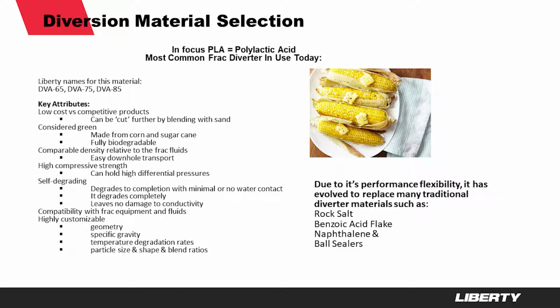Generally speaking, the reasons for this are its key attributes. Currently, it's relatively low cost versus its competitive products and can even be cut with sand in larger volume applications. It's considered green or renewable, and it comes from plants such as corn and sugar, and it's fully biodegradable. It has a low density relative to the fluids it's being pumped in, which makes it easy to transport. It has high compressive strength, enabling it to withstand higher differential pressures relative to some other materials.